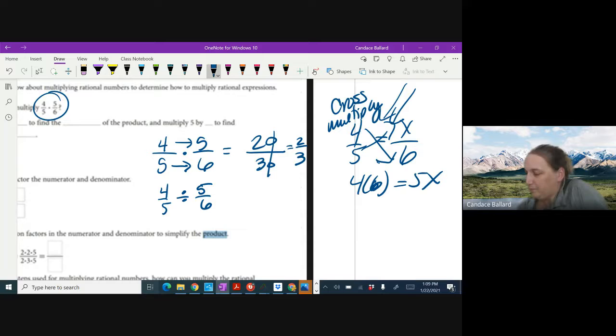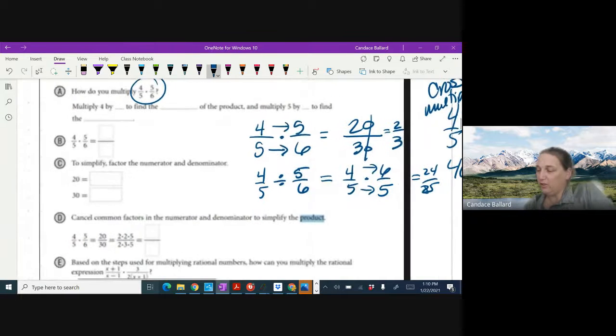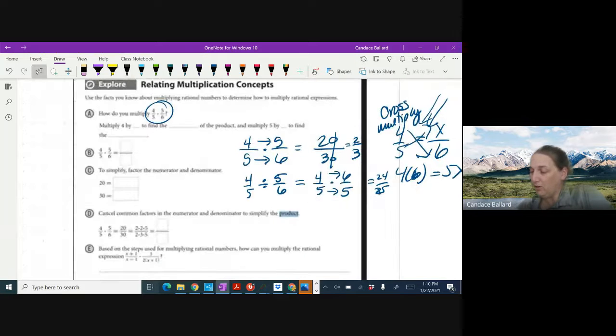So I say we flip and multiply, all right? So we would switch to multiplication, and then we multiply across the top, across the bottom. So I would get like 24 25ths. Okay, so that's elementary school fractions. All right, we are going to move on to algebra 2 with trig, polynomials with fractions.